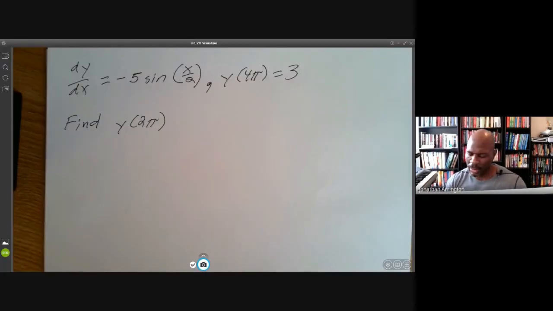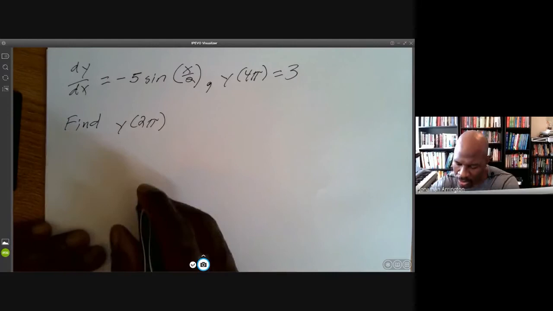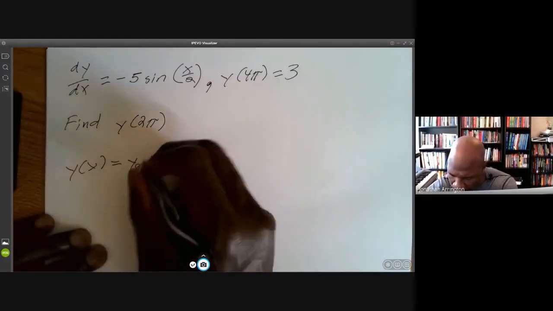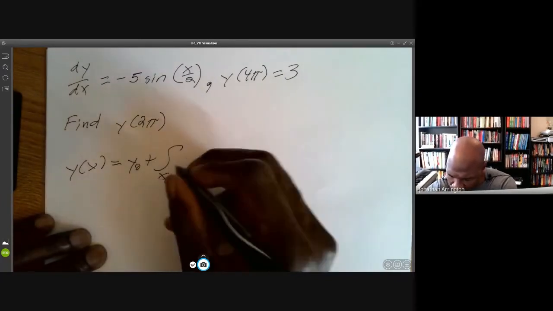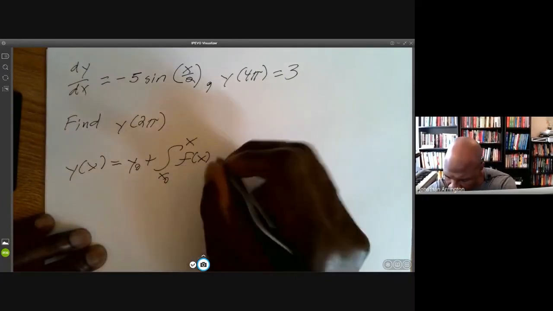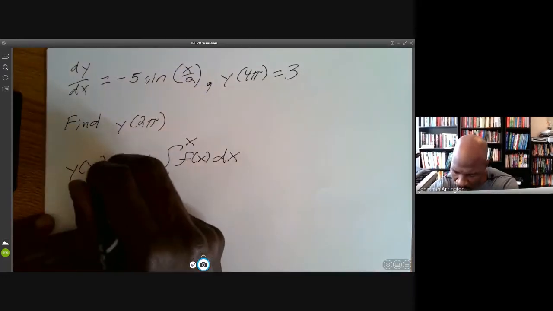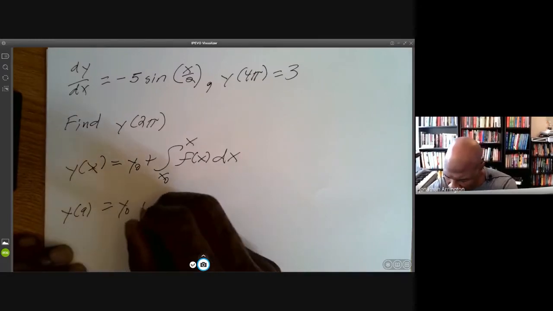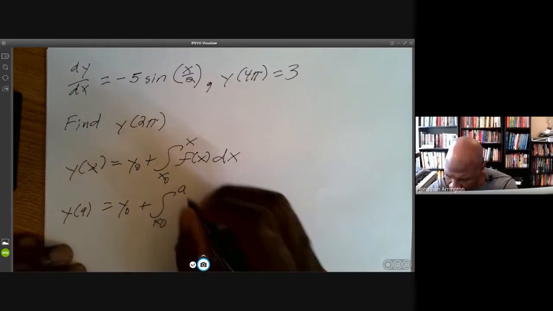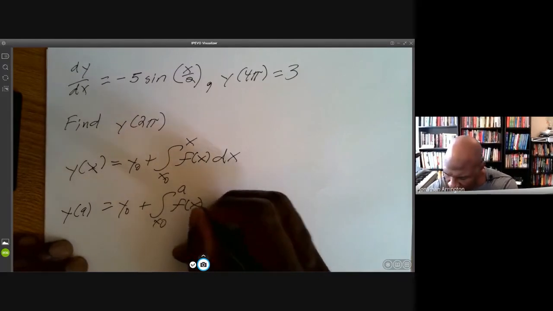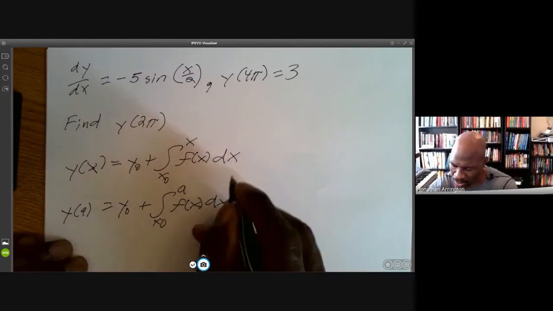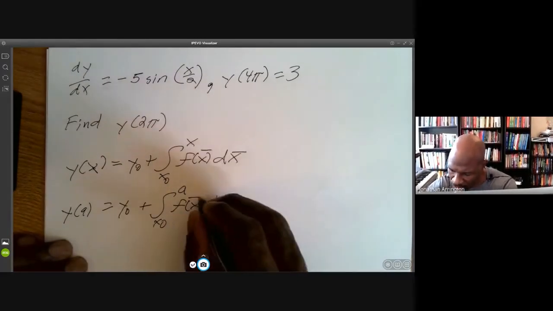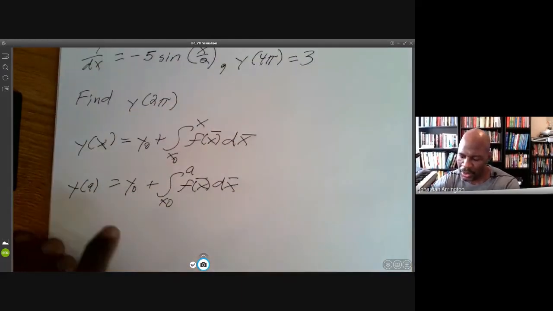All right, let's work this out. So let's remember our formula. The particular solution, y of x, is y naught plus the integral from x naught to x of f of x dx. But if we want a certain value like we have here, then y of a is y naught plus the integral from x naught to a of f of x dx. And again, I forgot to change this variable, so I don't want this to be the same as that. So we're going to say x bar. All right, so this is what we're going to do.